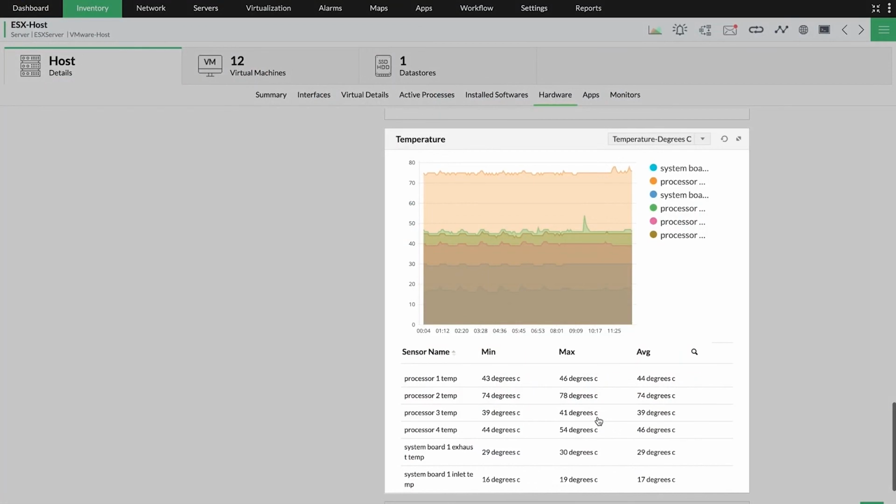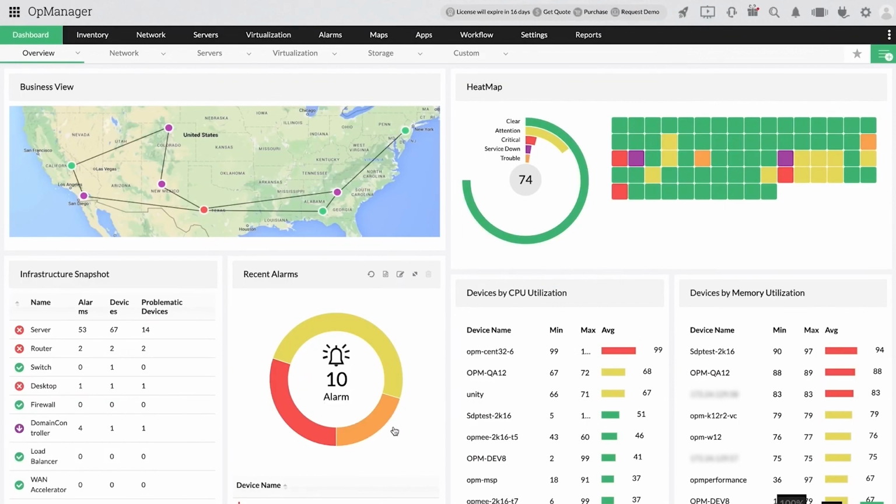Monitoring temperature with OpManager. OpManager monitors temperatures, displaying all available temperature data from your network devices. That's all for now about OpManager's hardware monitoring capabilities.